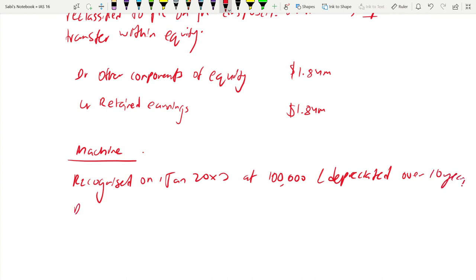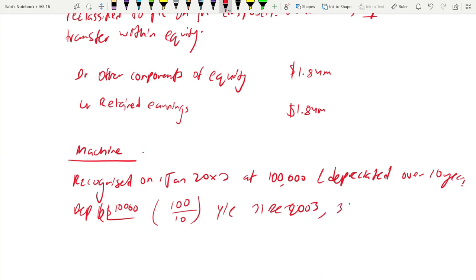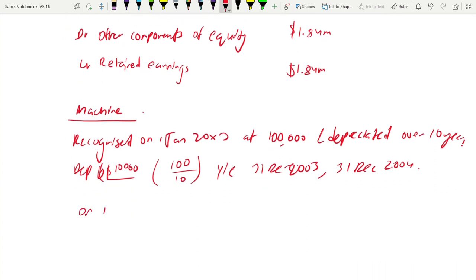So how much will be the depreciation? Fill in the blanks, 100 divided by 10. So it will be 10,000. This much will be the depreciation, will be charged in the year ended 31st December 2003 and 31st December 2004. These 2 years, 10,000 depreciation will be charged. Now we are coming to 31st Jan 2005. What did CAP do?